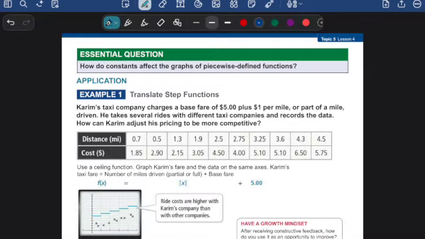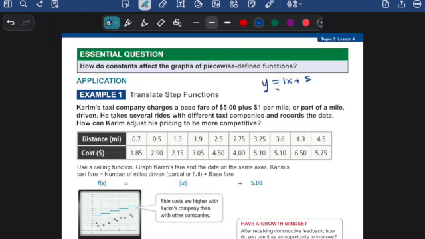So how do constants affect the graphs of piecewise functions? Example 1, Kareem's taxi company charges a base fare of $5 plus $1 per mile, or part of a mile. So we could think it would look like y, the total cost, would be 1x plus 5, but remember, he's charging for part of a mile, so we have to round up.